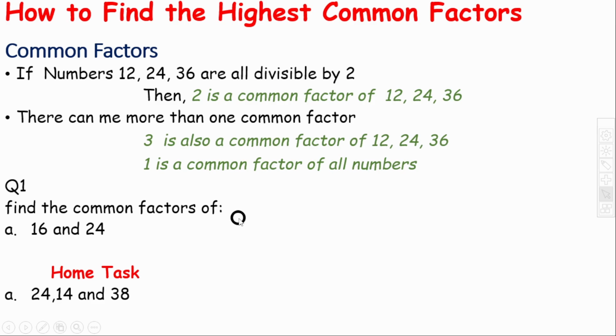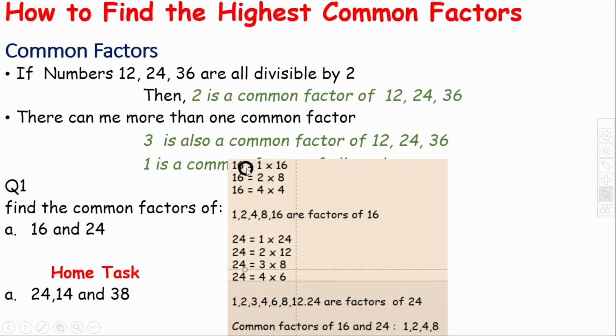Now let's work on this example. Let's find the common factors of 16 and 24. What do we do? First of all, we need to find the factors of 16, find the factors of 24, and then find out which ones are common. So let's do that. 16. To find the factors of 16, what do you do? You find the numbers that you multiply together to give you 16.